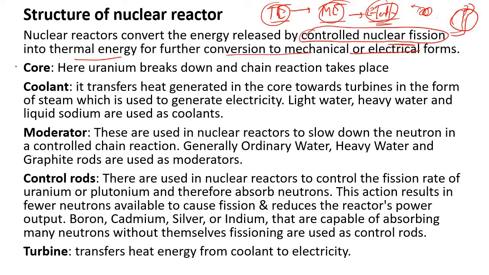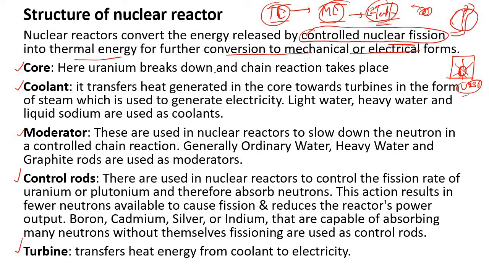Okay, in the structure we'll have different things like core, coolant, moderator, control rods, turbines. We'll see each and every one's importance and how and why they are used. First we'll read and then we'll go for drawing. Here is uranium in the core. This is the major part of the nuclear reactor where nuclear fuel is there, and in this one breaking of uranium-235 will take place. If this one is fuel, then breaking of fuel will take place in this core.